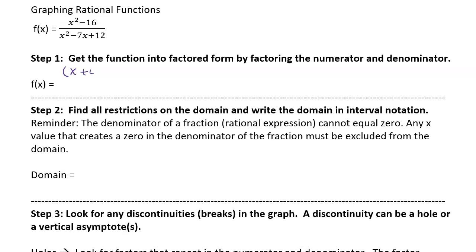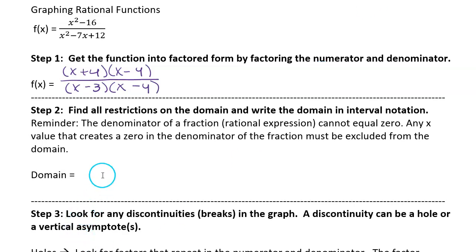In this particular function, the top is a difference of two squares, so you can factor that to x plus 4, x minus 4. And the bottom is a trinomial that you can factor to x minus 3, x minus 4. Okay?